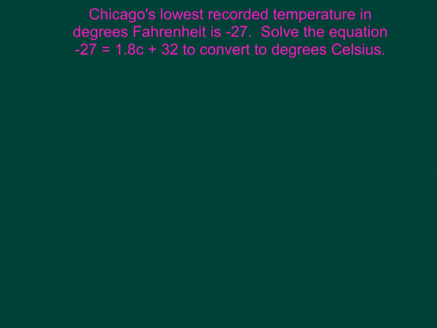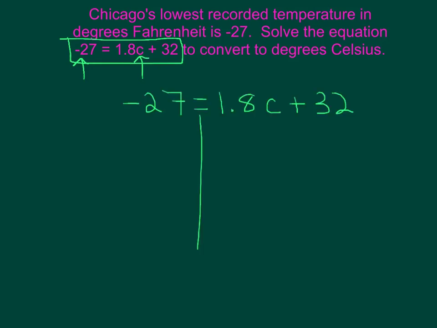Alright, let's end with a story problem. It says that Chicago's lowest recorded temperature in degrees Fahrenheit is negative 27. Solve the equation negative 27 equals 1.8 C plus 32 to convert the degrees to Celsius. So they're saying here's our equation, and all we have to do is solve it, and it will convert the degrees in Fahrenheit to the degrees in Celsius. So here's our equation, and we just have to solve for C. So we want to undo addition first, which means we want to subtract 32 from both sides.